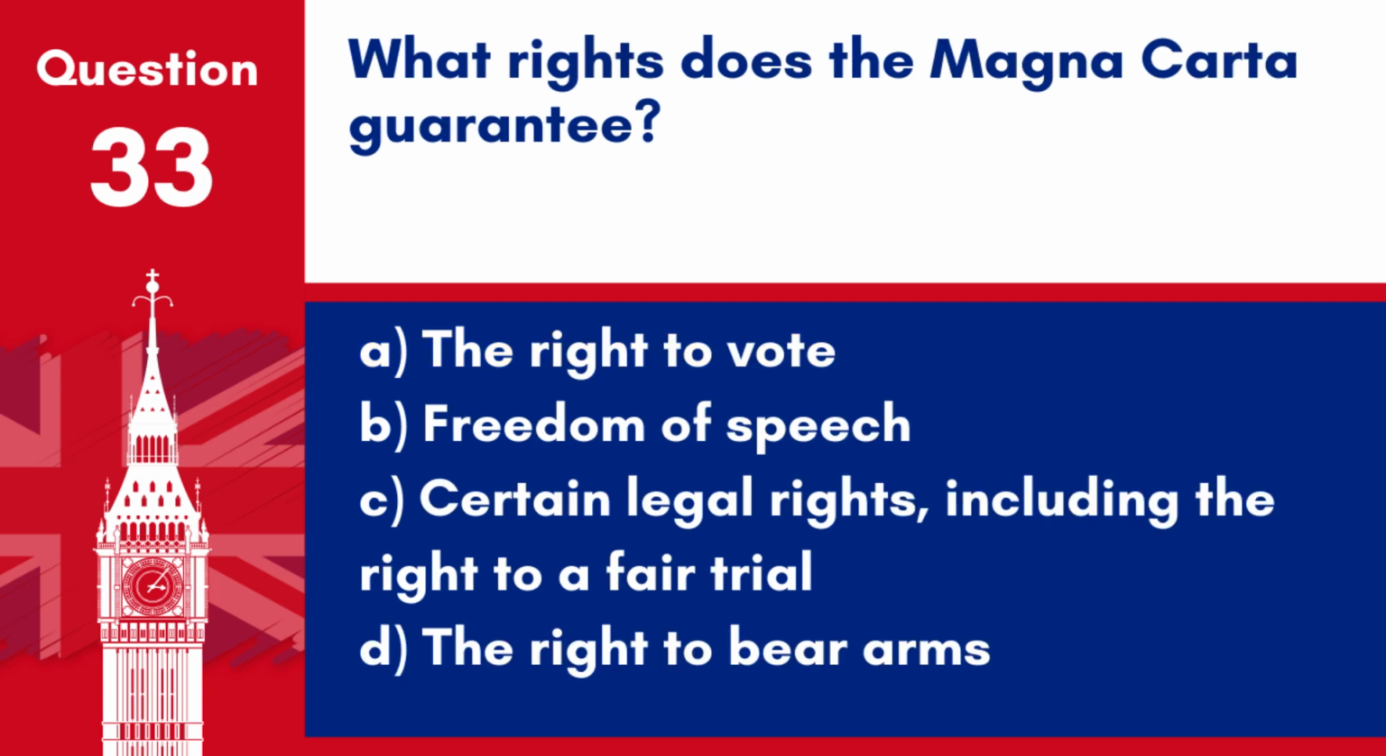Question 33. What rights does the Magna Carta guarantee? A. The right to vote. B. Freedom of speech. C. Certain legal rights, including the right to a fair trial. D. The right to bear arms. Answer: C. Certain legal rights, including the right to a fair trial. The Magna Carta, signed in 1215, is a landmark document that guaranteed certain legal rights, such as the right to a fair trial and protection from arbitrary imprisonment.